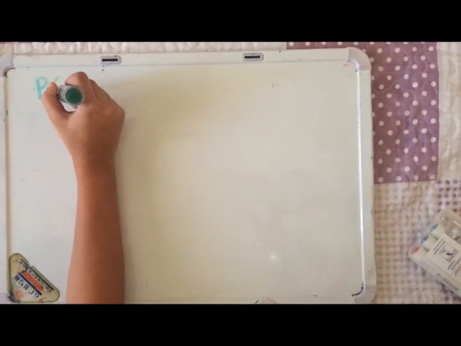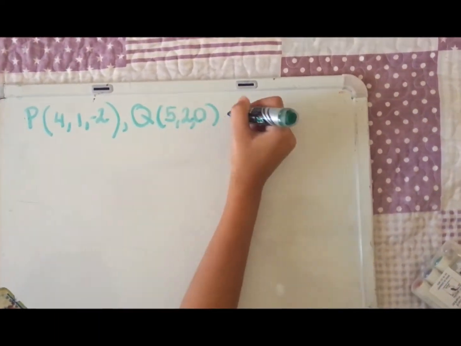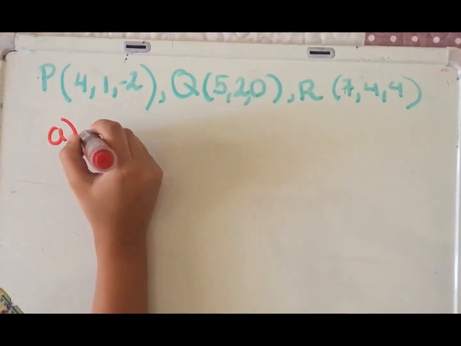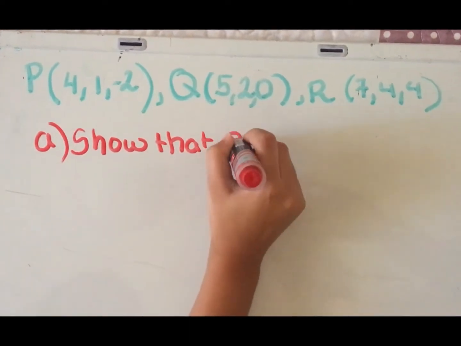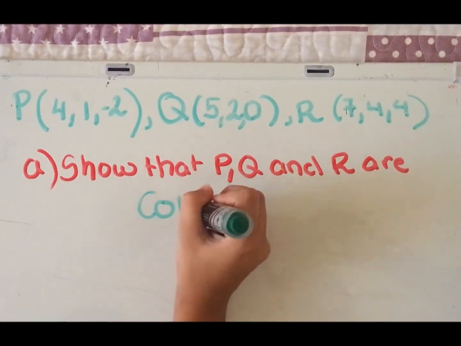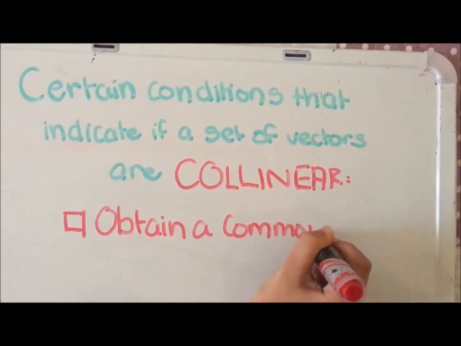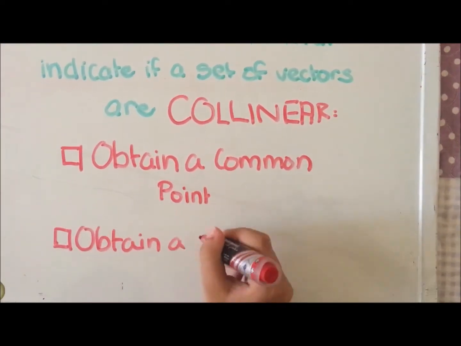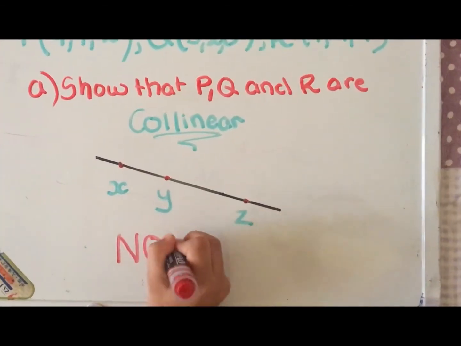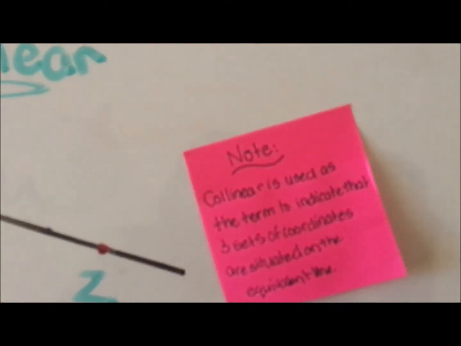Now we're going to explore the concept of collinear vectors and ratios, in which a question states that points P with position vector 4, 1, -2, Q with 5, 2, 0, and R with 7, 4, 4 are situated upon a straight line. A. Show that P, Q, R are collinear. As a method to determine whether certain points are collinear, two aspects should be investigated, where these points should have a common point and a common multiple. This could be clarified through the definition of the term collinear, which is used to indicate that three sets of coordinates are situated on the same straight line.